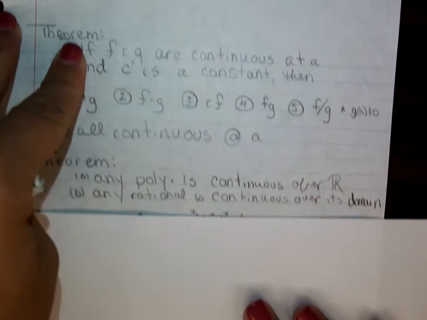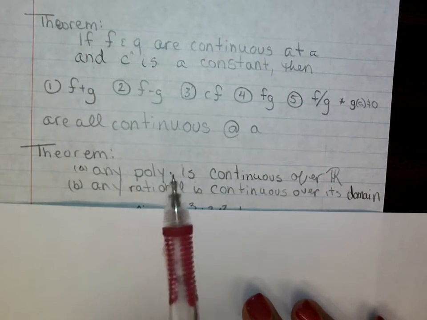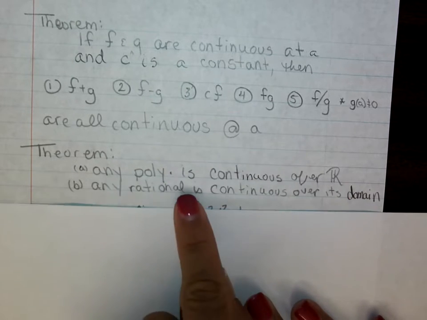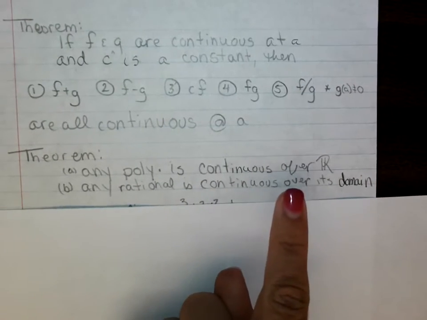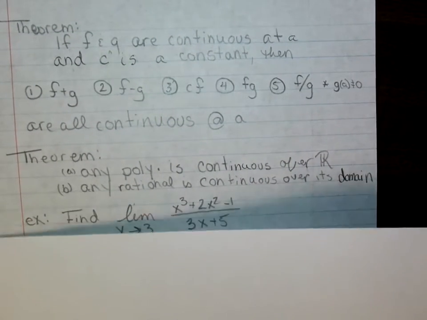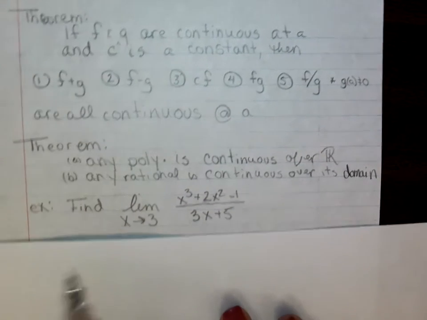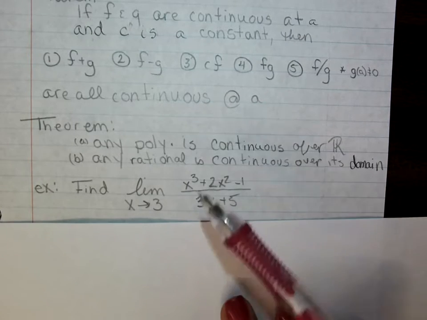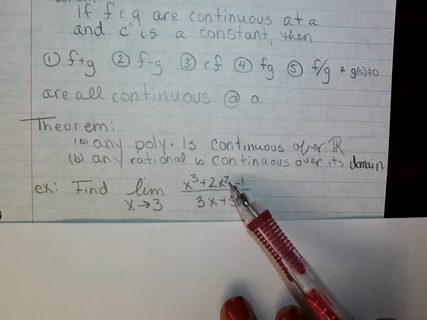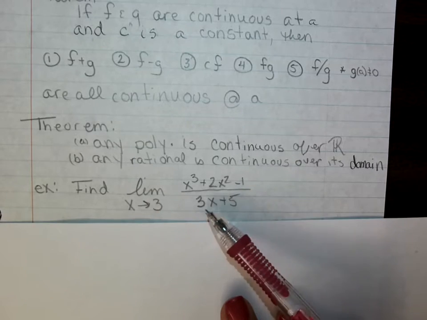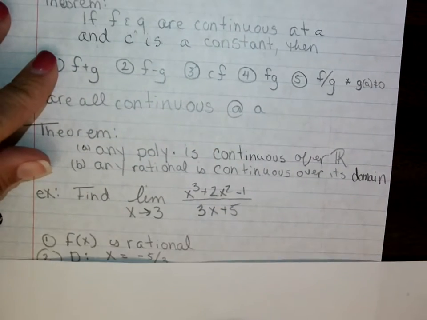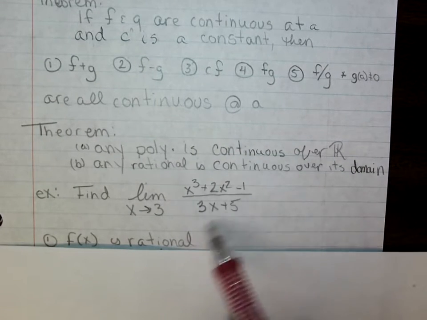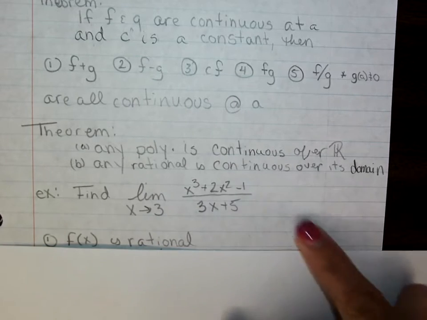Okay? The other theorem we have says any polynomial is continuous over all reals, and any rational is continuous over its domain. And let's look and see what that does for us. If you are asked to find the limit as x approaches 3 of the function x cubed plus 2x squared minus 1 divided by 3x plus 5, the first thing we're going to say is, well, this function is a rational function, okay? This function here is a rational function.